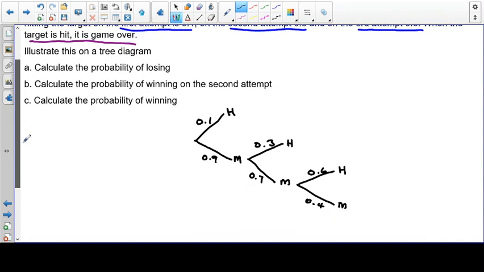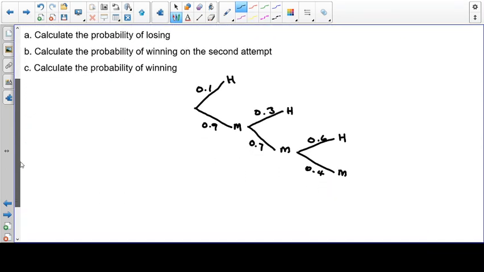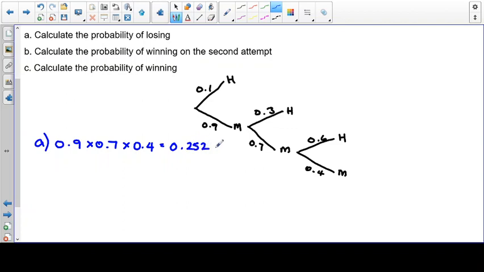Okay, so that's what we need in terms of the tree diagram. Now we can use that to work out our probabilities. So calculate the probability of losing. Well, that just means that we miss the target all 3 times. So the probability of losing is going to be 0.9 times 0.7 times 0.4, which is 0.252. I hope.